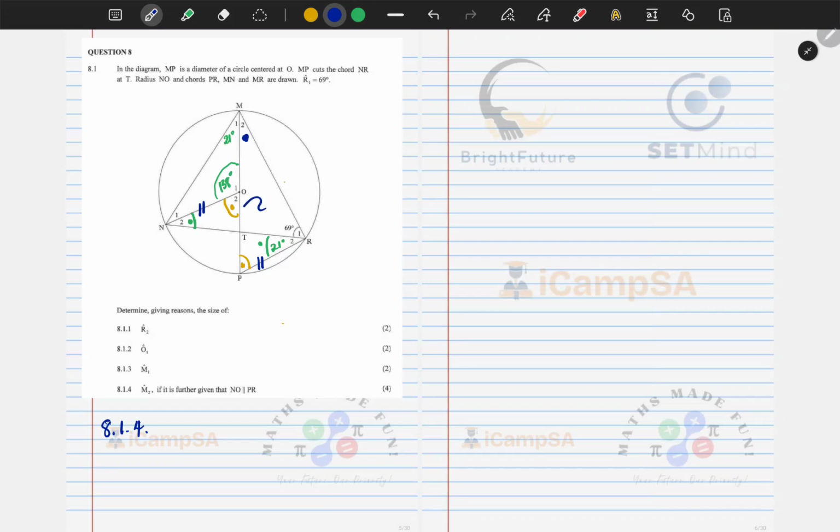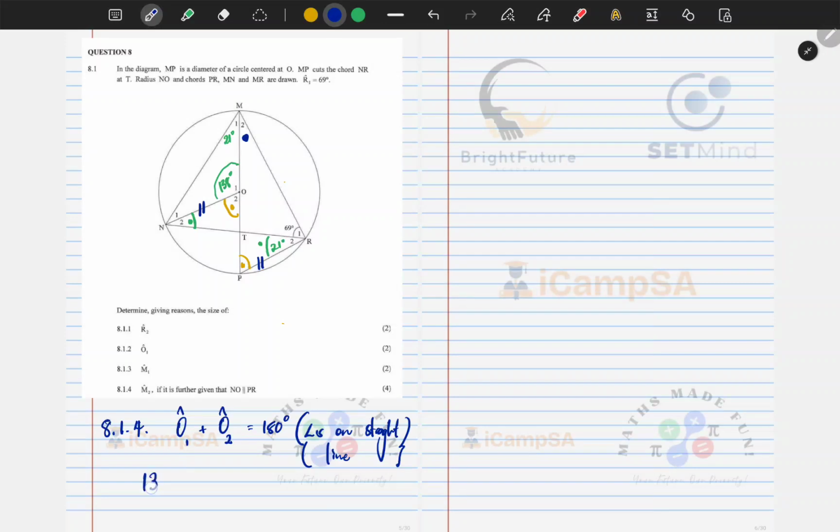How can I find angle O2? If I look at this, this forms a straight line. Why? Because I already know that this is a diameter. So the sum of O1 plus O2 is going to give me what? 180. Why? Because it's angles on a straight line. So I'm going to say angle O1 plus angle O2 is equal to 180 degrees. Why? It's angles on a straight line.